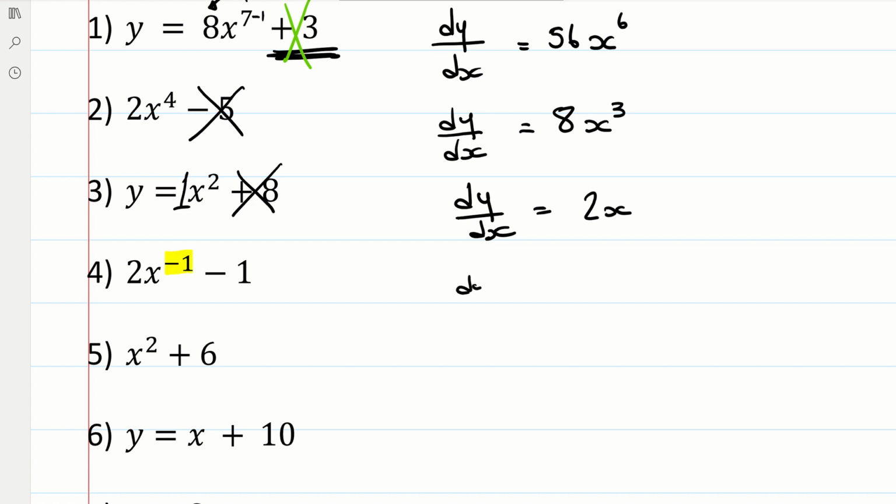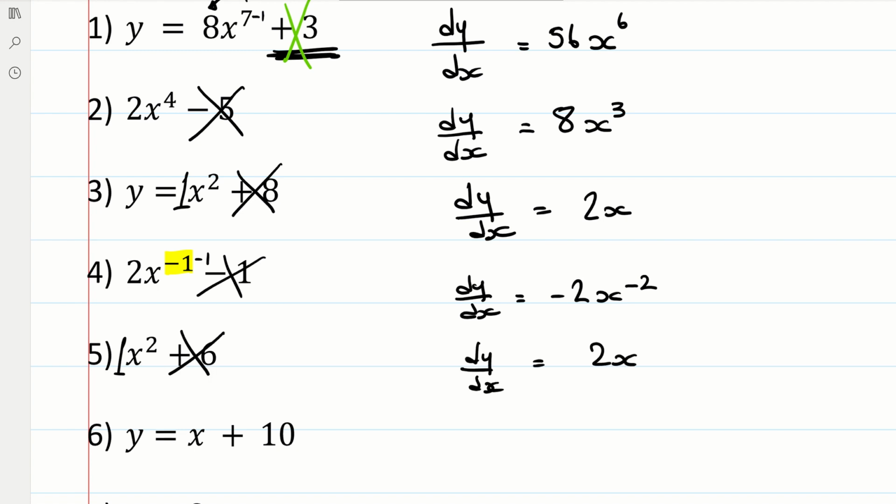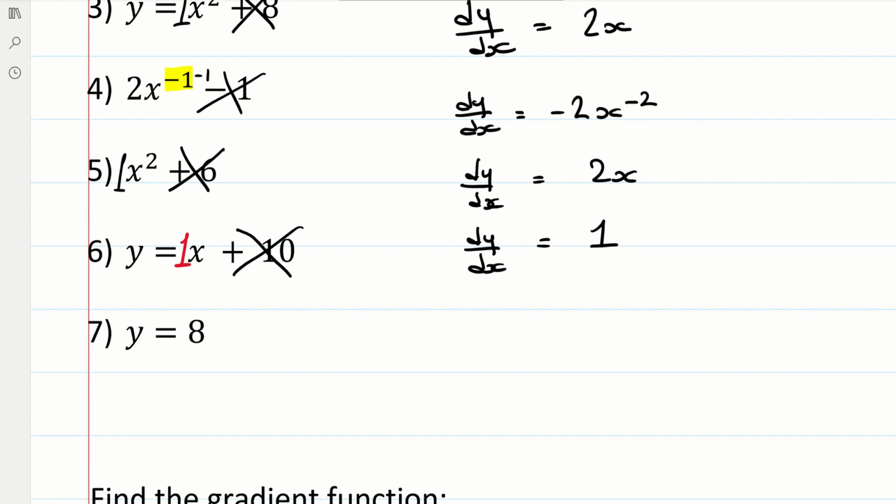Negative 1 times 2, negative 2x. Take away 1, negative 2. Nothing to do with the constant. This is a 1. dy over dx equals 2x. Nothing to do with the constant. This is an equation of a straight line graph. We don't need to differentiate to know what the gradient is, and it's not a function, it's not an equation. The gradient is 1. And again, that does not affect the gradient, that's the y-intercept.